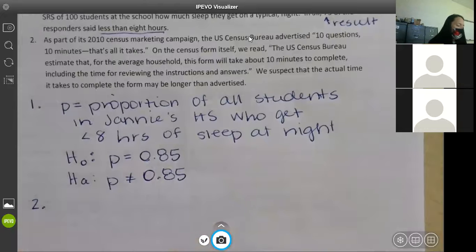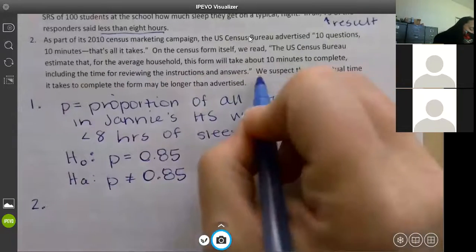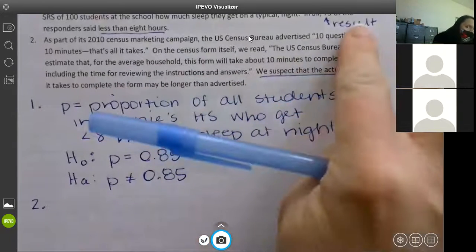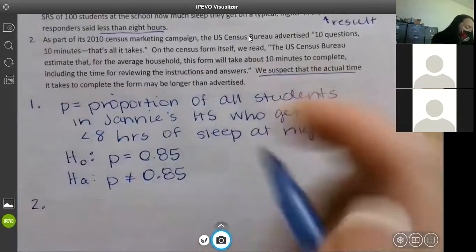Okay. As part of its 2010 census marketing campaign, the U.S. Census Bureau advertised 10 questions, 10 minutes. That's all it takes. On the census form itself, we read the U.S. Census Bureau estimate that for the average household, this form will take about 10 minutes to complete, including the time for reviewing the instructions and answers. We suspect that the actual time it takes to complete the form may be longer than advertised. So here's the difference. This is a result. This is what we're trying to predict.